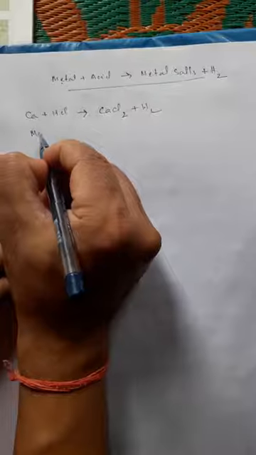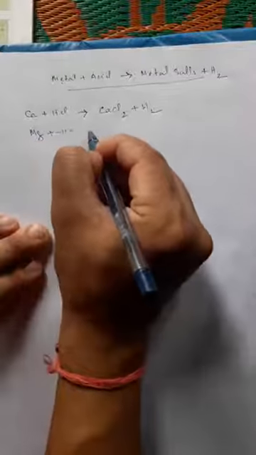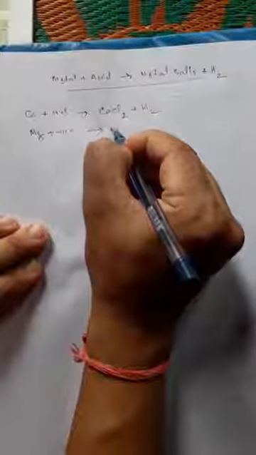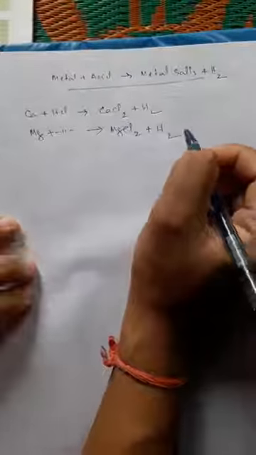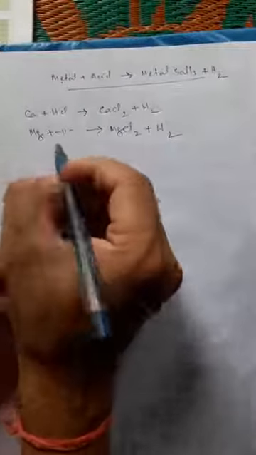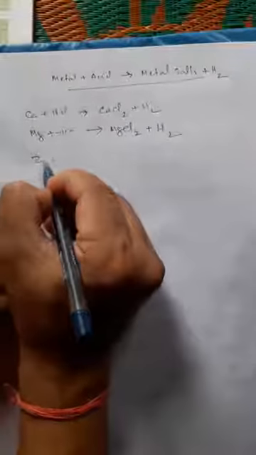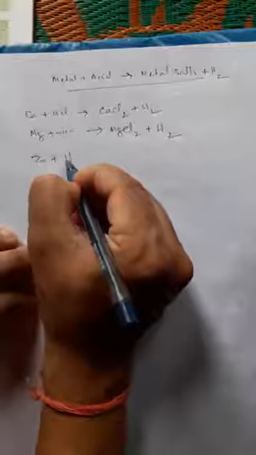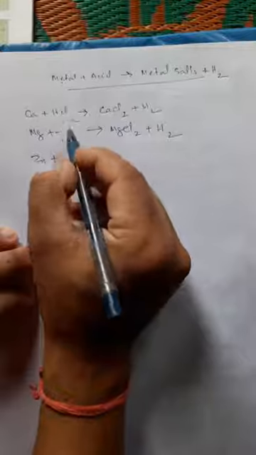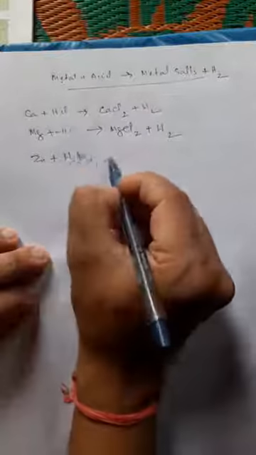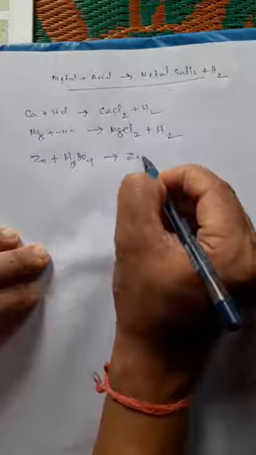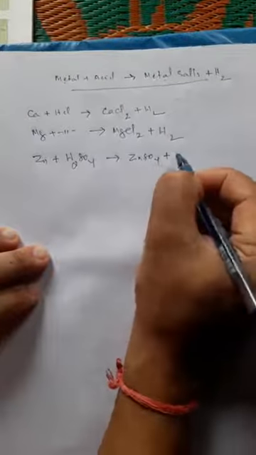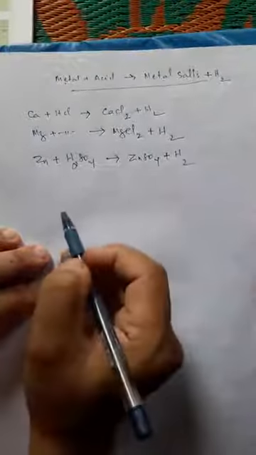Likewise, magnesium react with hydrochloric acid, same. You will be getting MgCl2, salt of magnesium, again hydrogen. Now let's use different acid. Zinc reacting with sulfuric acid, H2SO4. This time we are using sulfuric acid, not hydrochloric acid. We will be getting zinc sulfate, and here also hydrogen will be liberated.